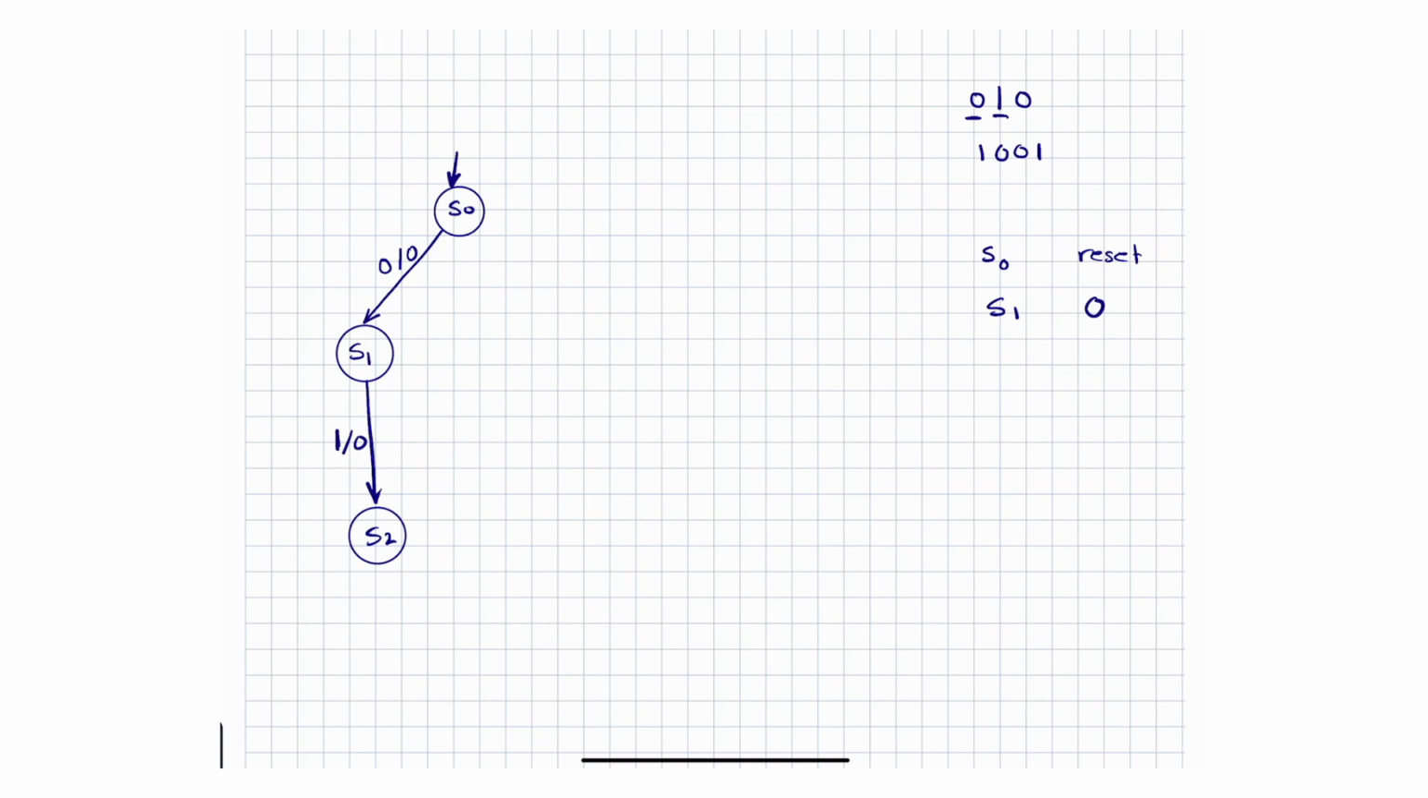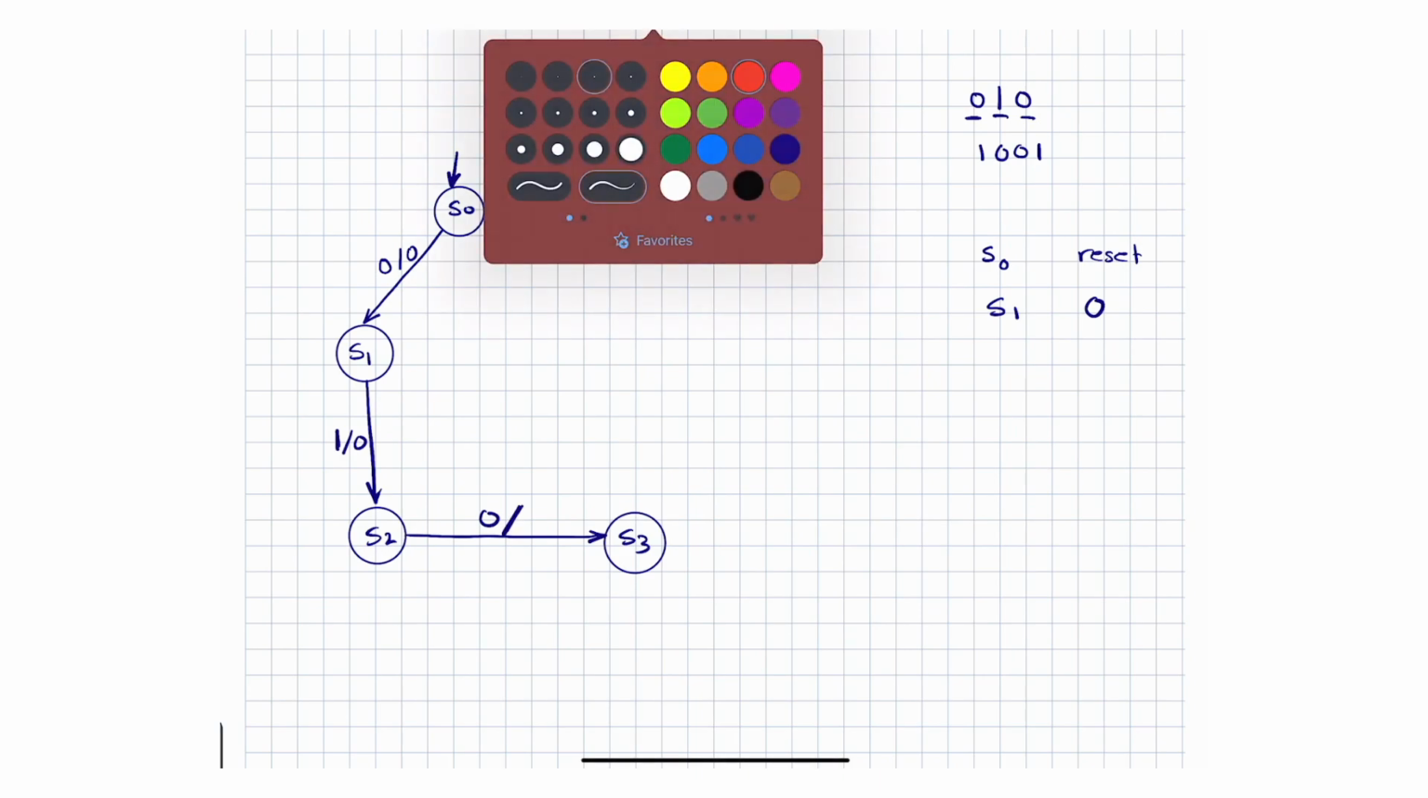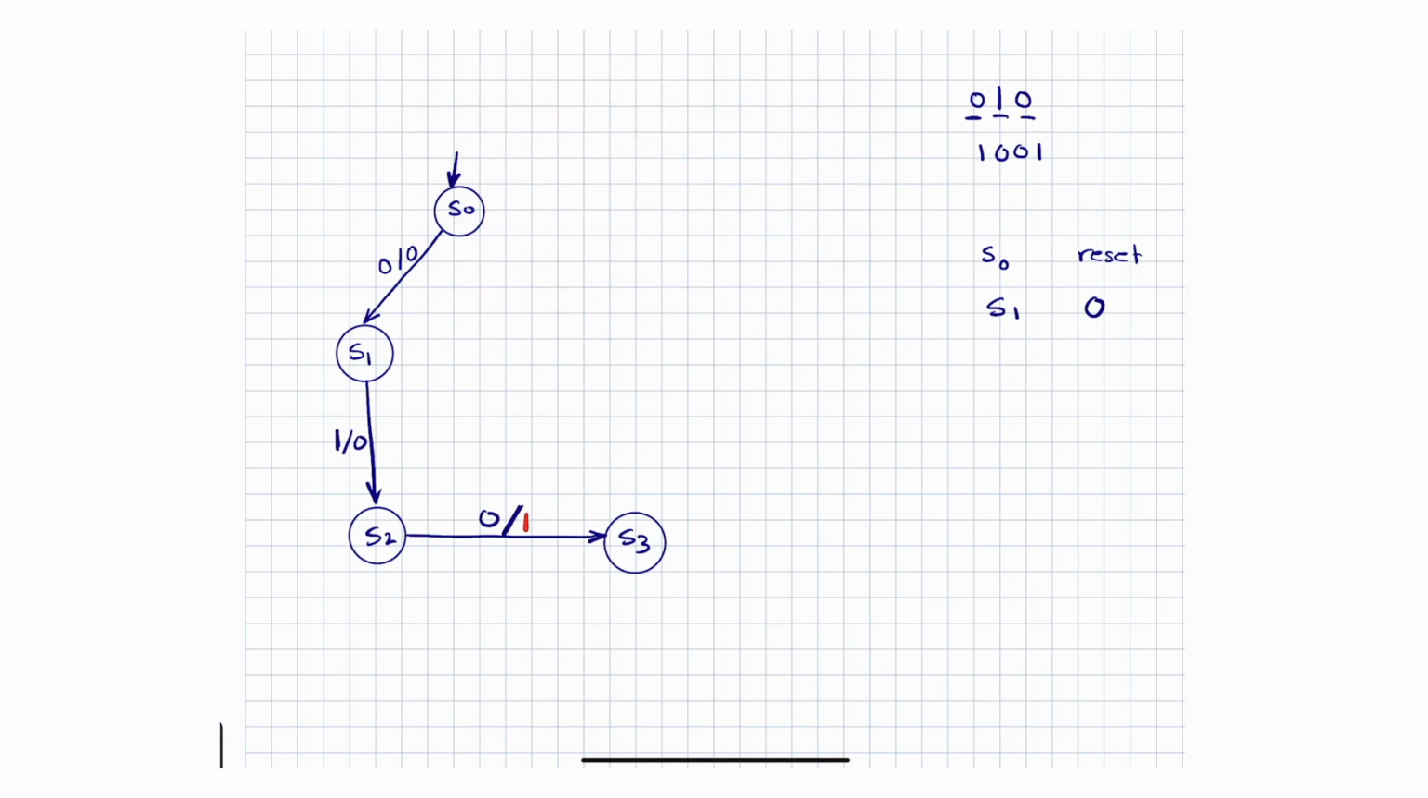And then the last one here, I will create another state and call it S3. We reach S3 whenever the input is 0, and the output here, which I'm going to indicate in red so that we can see it clearly, is actually 1. So again, you see a 0 followed by 1 followed by 0, and that indicates that I need to output a 1.